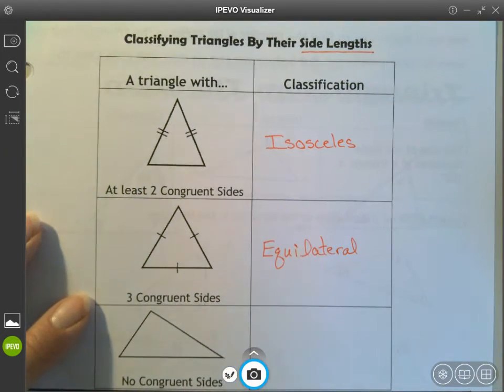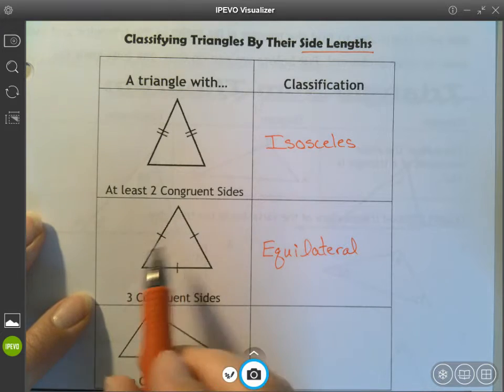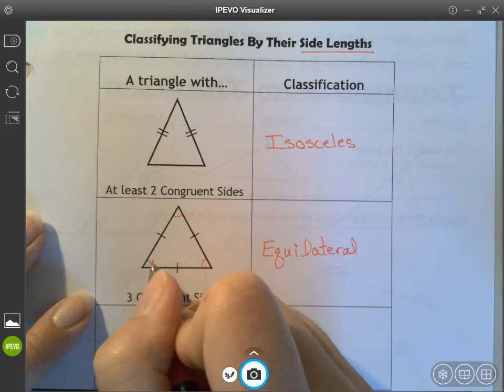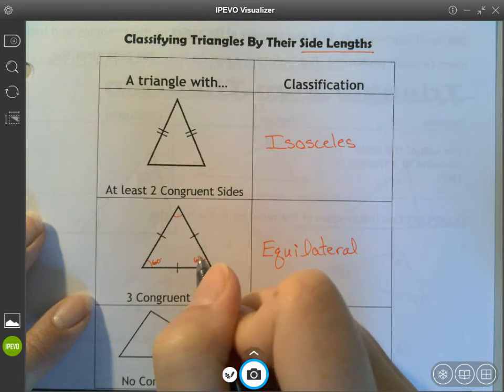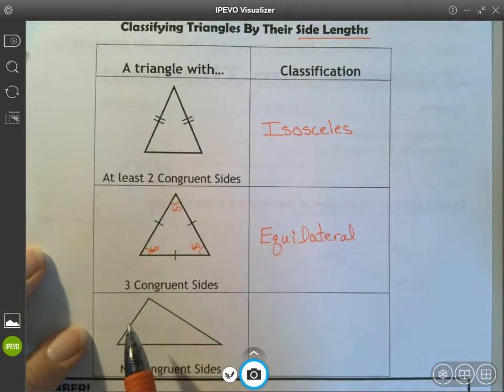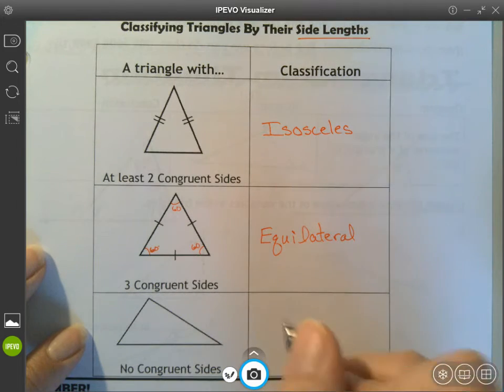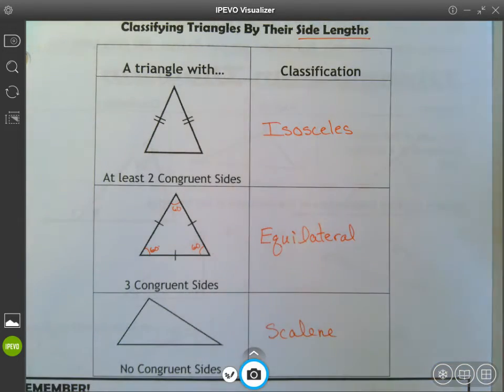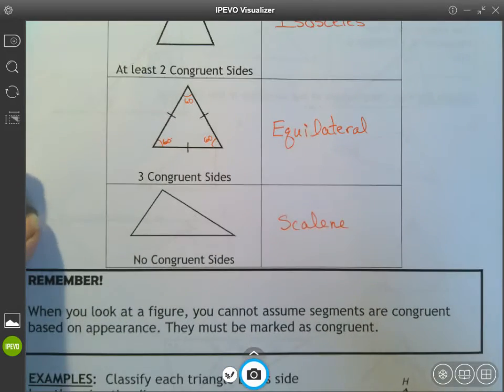Now, here's the deal, and we're going to talk about this later. If the three sides are equal, you end up having the three angles are equal. So we'll talk about that later, but I wanted to add that in. Okay, if you have no congruent sides, see how nothing is marked congruent? This is called scalene. I think about it being off the scale, nothing matches, however you need to do it to remember it.